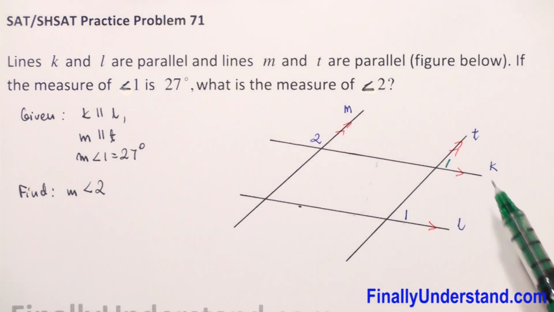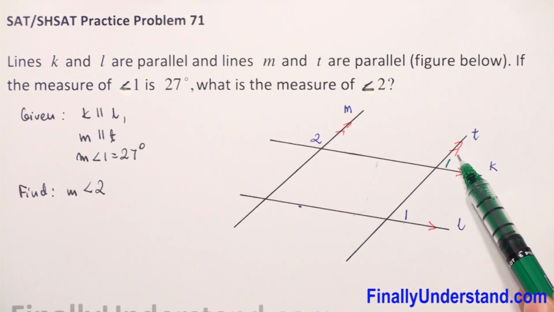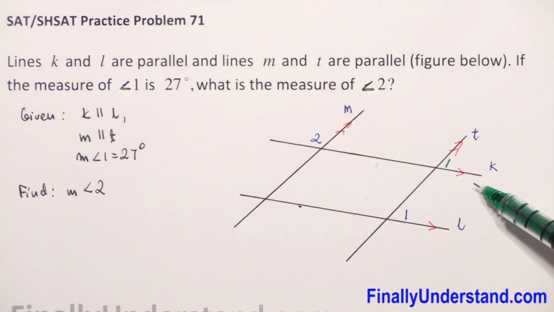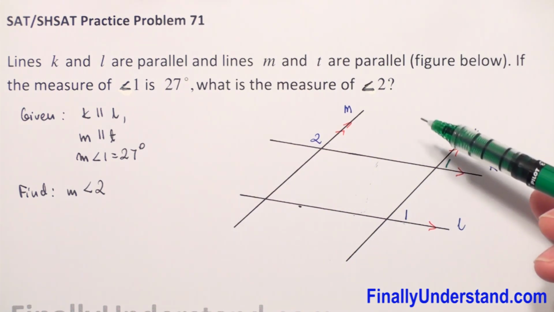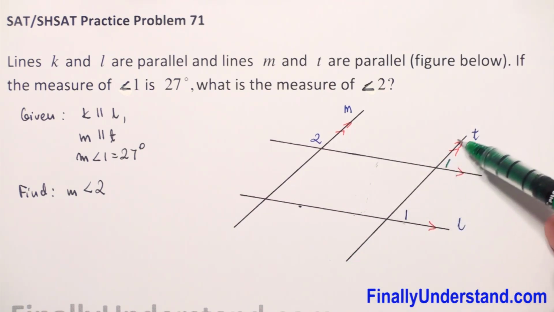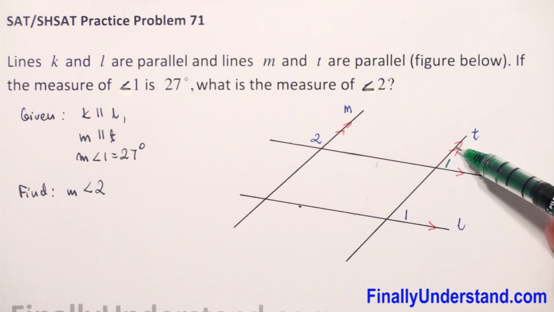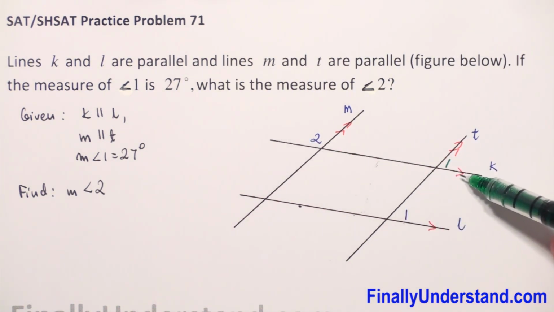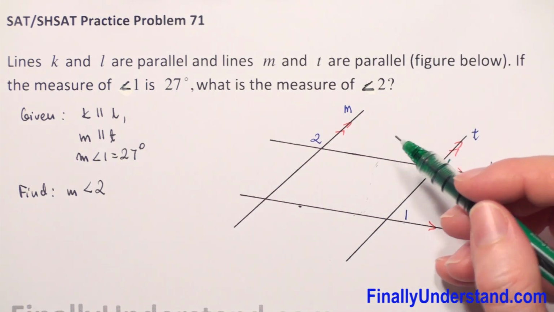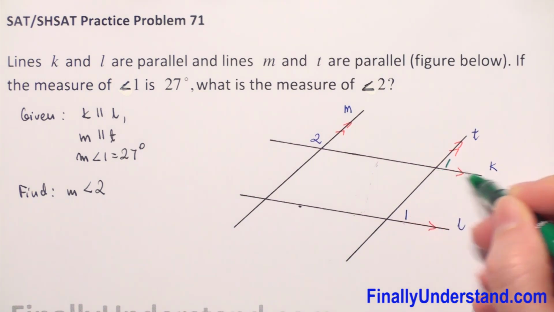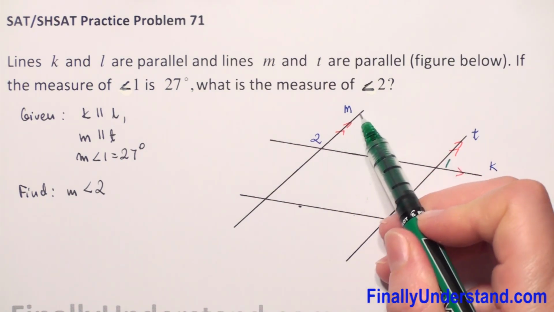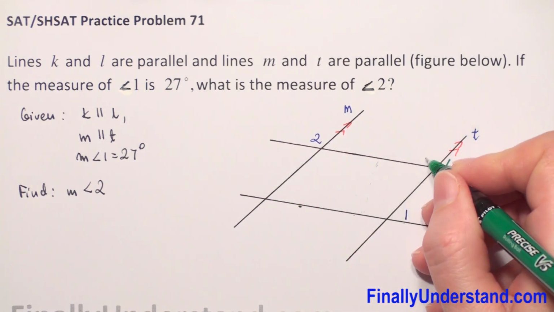What next? We have also that M and T are parallel, and now the transversal is line K. So what does it mean? It means, again, we can use the same postulate that corresponding angles are congruent. So one more time, when we have two parallel lines and these two parallel lines are cut by a transversal, then corresponding angles are congruent. So in this case, the corresponding angles are 2 and the angle between K line and T. So here we have the same angle as between line M and K. So here we have also 2.